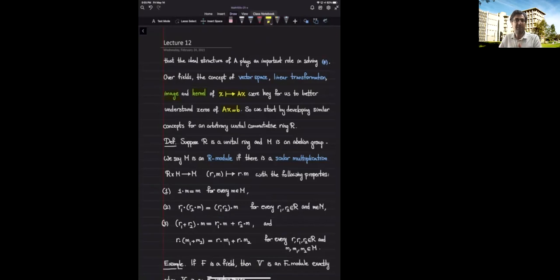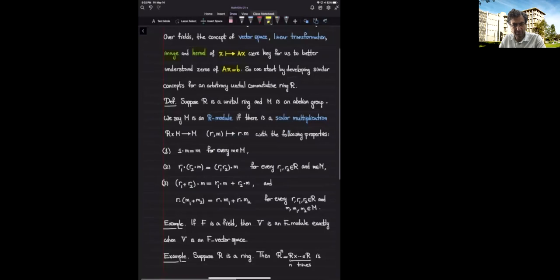That's why we want to develop a similar concept for an arbitrary unital commutative ring R. So what do we have in a vector space?